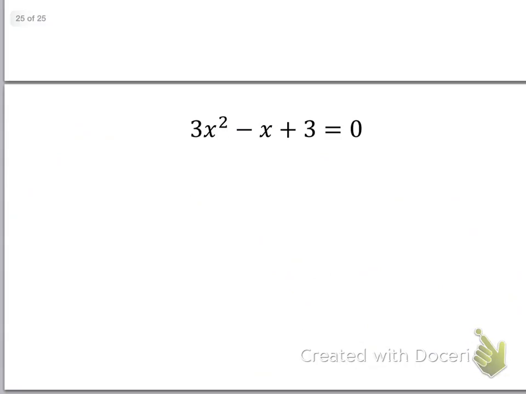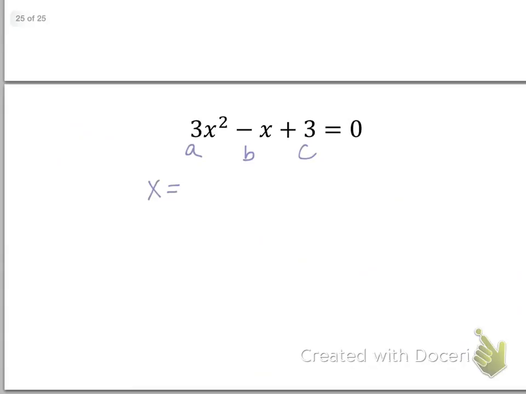Okay, so if I send my 3 back, let's see if it works this time. So x squared minus x plus 9. So 3 times 3 gets me 9, 9 times 1 gets me 9. There's nothing else, so I'm going to have to use the quadratic formula again. So this is my a, my b is negative 1, and my c is 3.